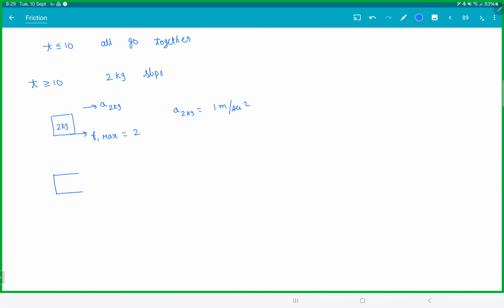Perfect. What about the other two guys? 3 kg and 5 kg are like this. So this is F is equal to T, and this has become F1 max, which is equal to 2. Now this has become a 2-block problem. Assume 3 and 5 kg go together. This is how you solve. You make a 3-block problem into a 2-block problem. Now we don't know when these two are slipping together.